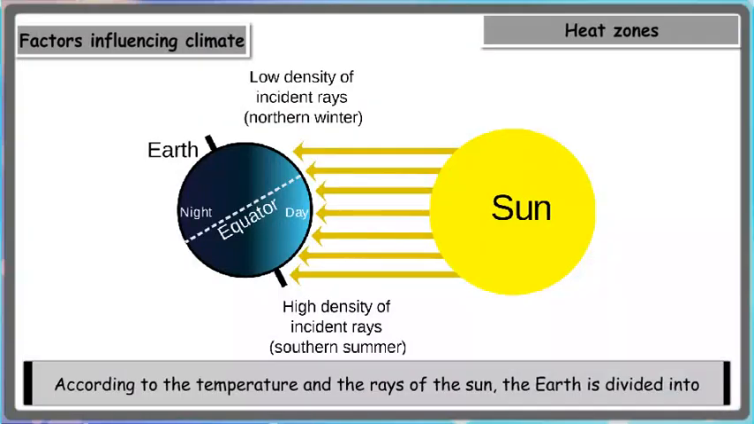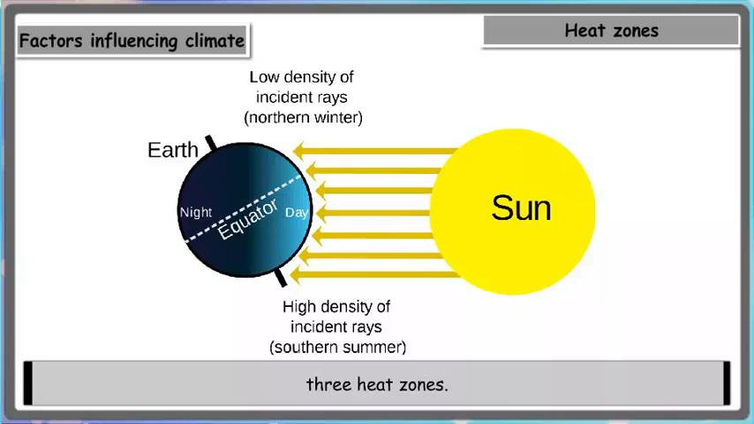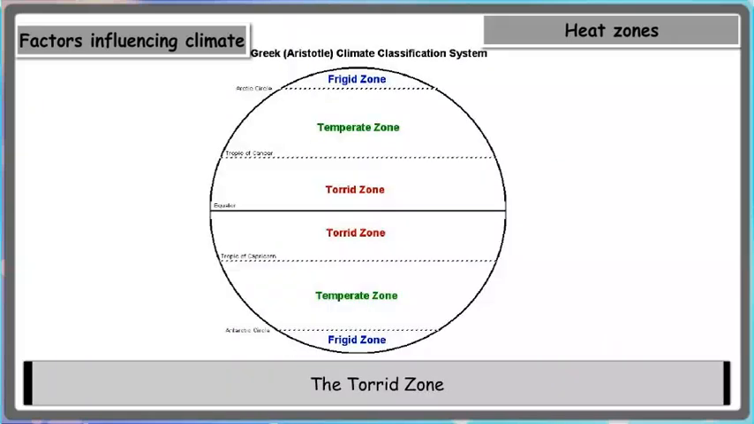Heat zones. According to the temperature and the rays of the sun, the earth is divided into 3 heat zones. These are the torrid zone, the temperate zone, the frigid zone.